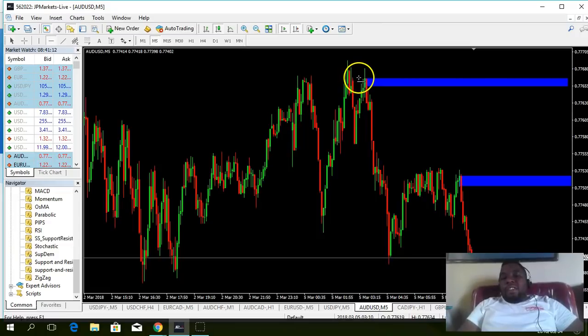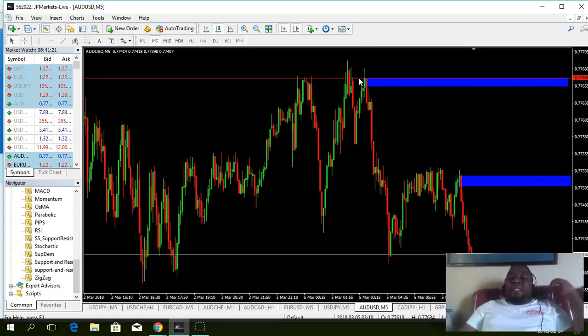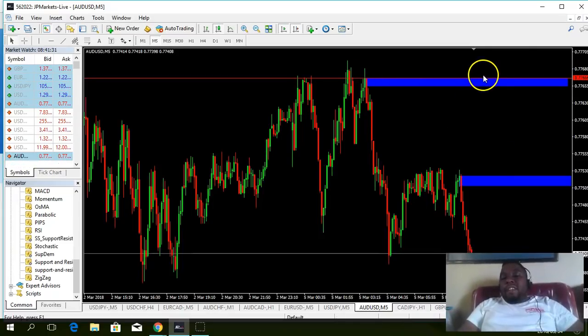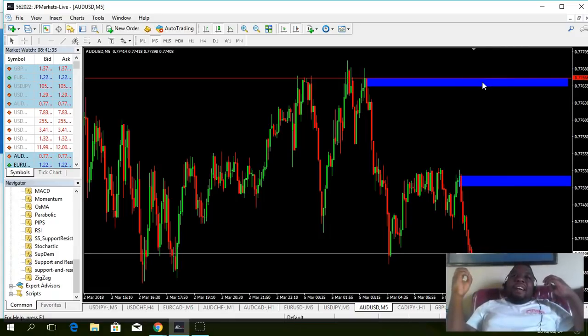this level is going to be a resistance. Remember when I told you that a resistance is a level that has been tested more than once. So whenever the price visits here, it's going to be a resistance. But remember that it's something that has already happened.